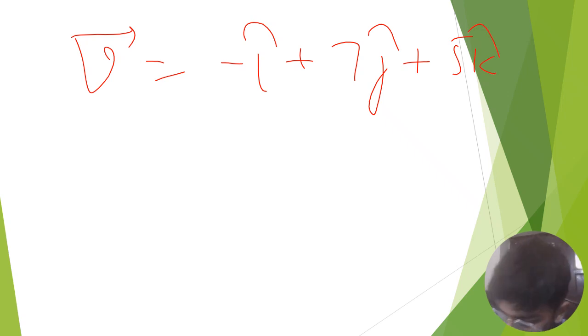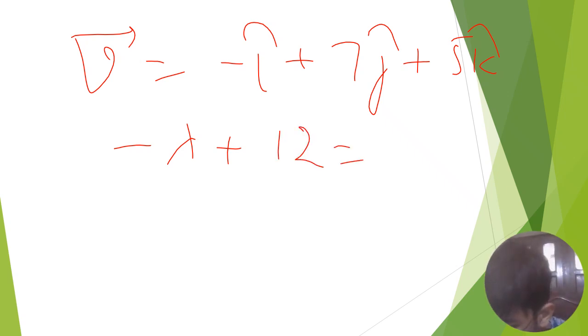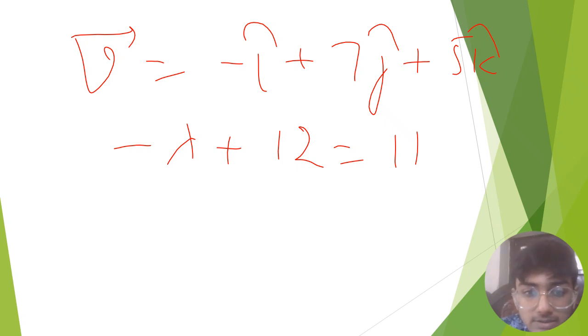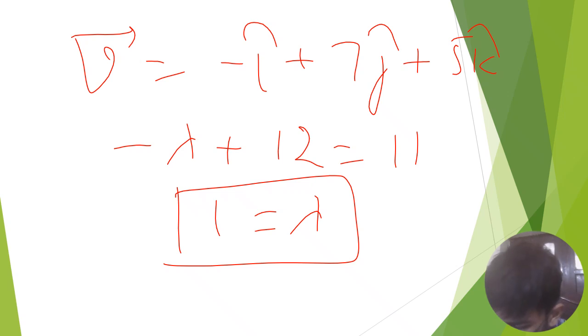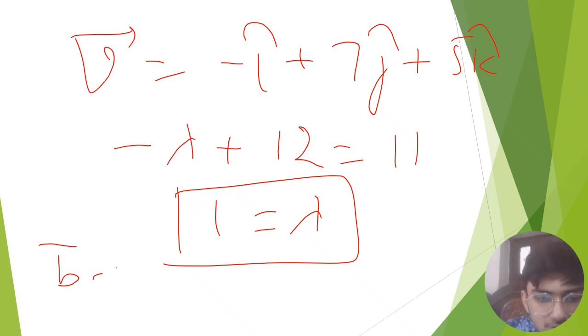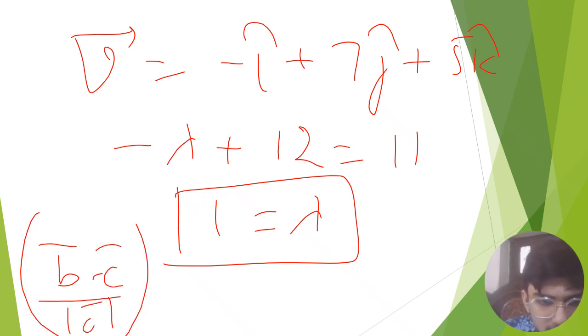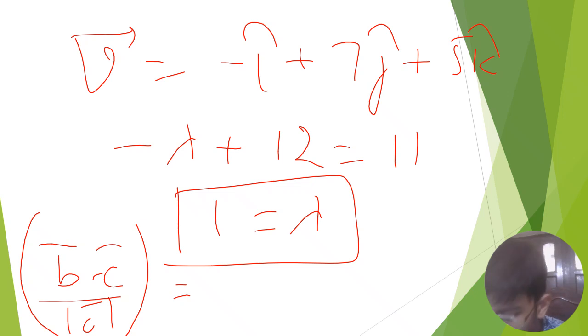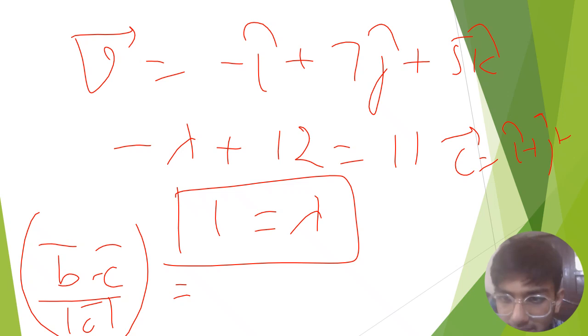Now we have to do the dot product of V and C vector. So minus lambda plus 7 plus 5, 12, is equal to 11, and this is coming out to be 1 is equal to lambda. Pretty clear? Okay, length of projection of B on C, B dot C over magnitude of C, like this. Now when lambda is 1, we can write C vector also, which will be I cap plus j cap plus k cap. Now you just do the dot product of B and C. It will be looking like this.